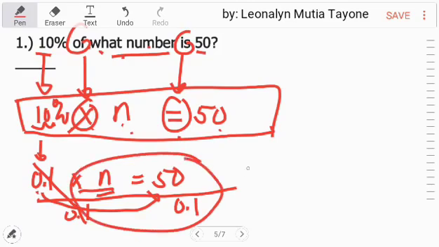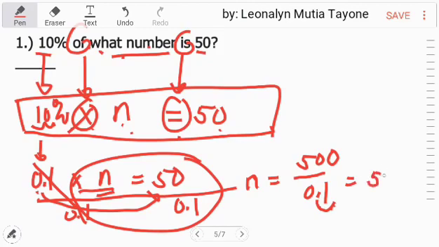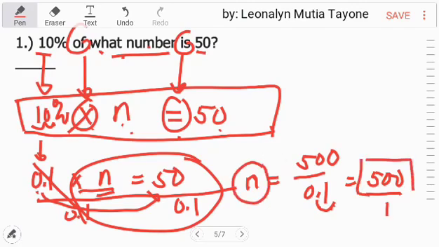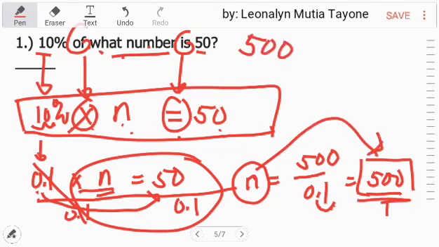Ang matitira na lang ay n equals 50 divided by 0.1. Ang pinakamadaling gawin natin, itong decimal na 0.1, i-move mo lang ng isang place to the right side para maging whole number ang 1. Kung nakaisang move ka, maglagay ka ng isang 0 dyan. So, ang answer dito ay 500, or 500 over 1, pareho lang yan. Ang number na hinahanap natin ay 500. So, ang sagot sa number 1, 500.